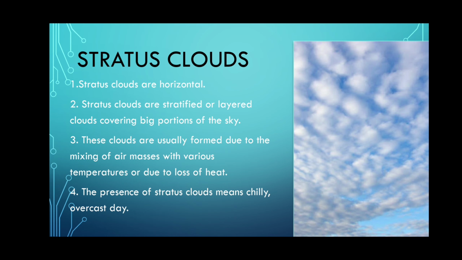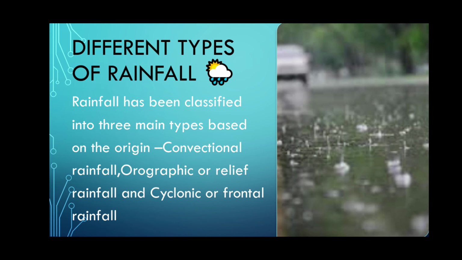Stratus clouds. 1. Stratus clouds are horizontal. 2. Stratus clouds are stratified or layered clouds covering big portions of the sky. 3. These clouds are usually formed due to the mixing of air masses with various temperatures or due to loss of heat. 4. The presence of stratus clouds means a chilly, overcast day.